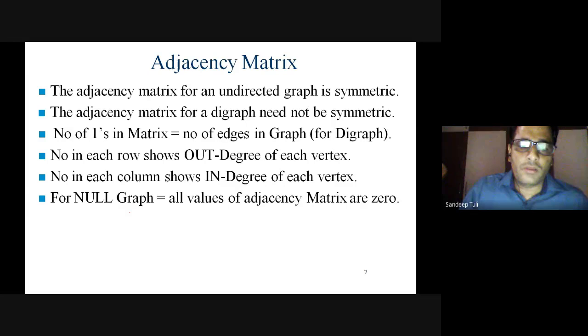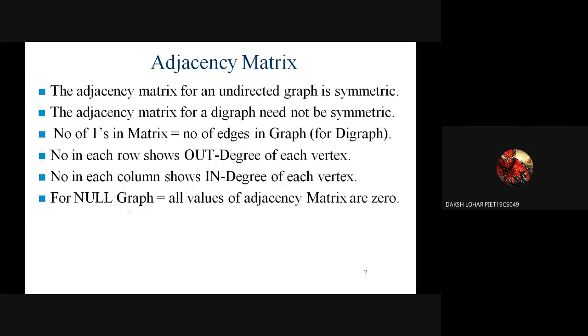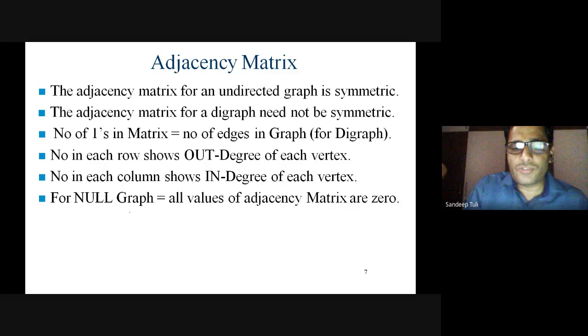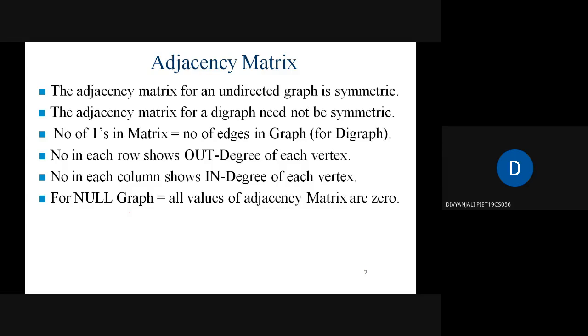Now, for a null graph, all the values of the adjacency matrix are 0. Is it clear? Null graph means there is no edge, only vertices. So if there is no edge, there will be no one overall, actually. So it will be a zero matrix. You know what a zero matrix is? Yes, sir. In which all the terms are 0.